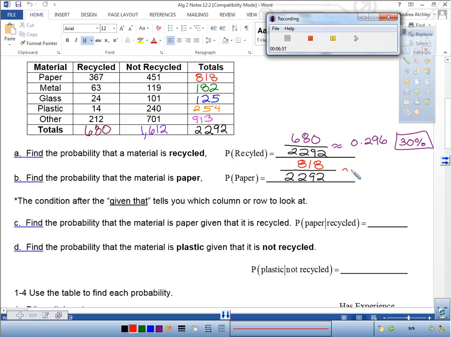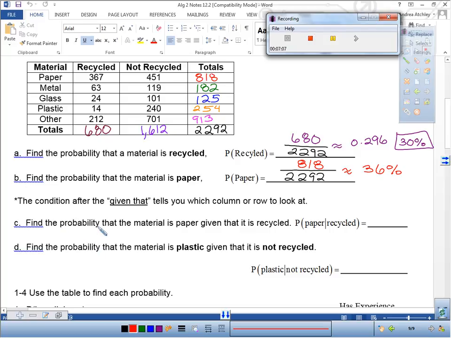Okay, and then we divide that. And what percentage do we get, class? 35 or 36? 36%. Any questions over that?